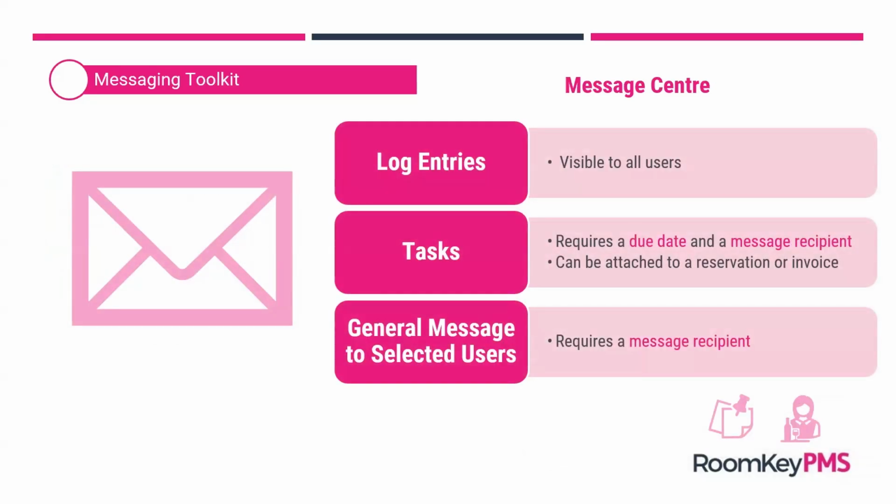For our purposes today, we're going to focus on these three types of messages from the Message Center. We've got log entries, which are visible to all users. We've got tasks that are visible to a specific message recipient, and tasks do also require a due date, so that's one that we can set as a reminder for future times. We can also set tasks assigned to specific reservations or a specific invoice. Lots of functionality there. And then, of course, we do have general messages, which are sent again to a specific message recipient right away. There's no due date for that. As soon as you send the message, they would receive it if they're logged into Roomkey.